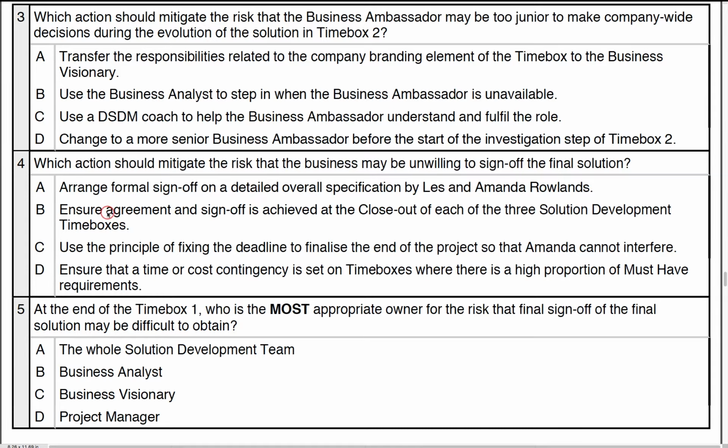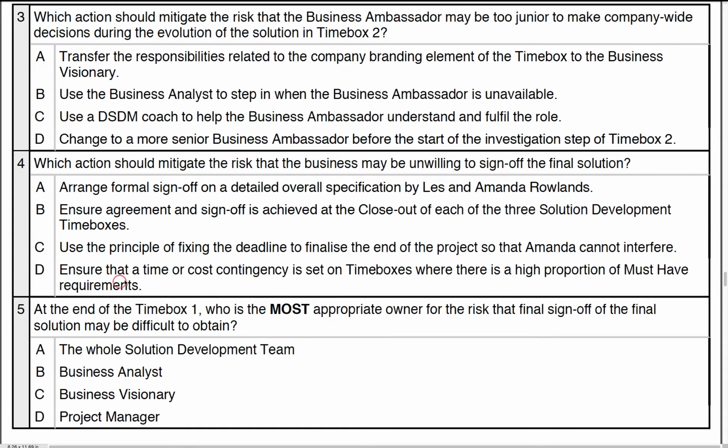B. Ensure agreement and sign off is achieved at closeout of each of the 3 solution development time boxes. Well, that is really the practice we should be taking, and this is the whole point. So that looks like a good answer so far. C. Use the principle of fixing the deadline to finalise the end of the project so Amanda cannot interfere. Well, this is complete bunkum. This is not what you would do in a project. This is very bad practice in any shape or form anyway. So you would not do that, of course.